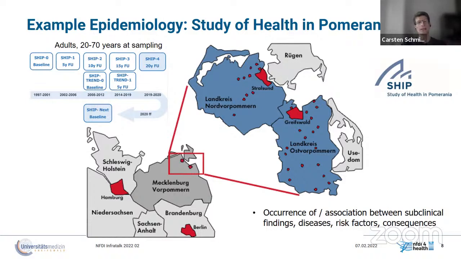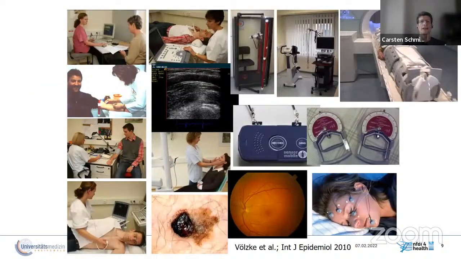And a main interest is the occurrence of an association between subclinical findings, diseases, risk factors, and consequences. This means a lot of times in these bigger epidemiologic studies, it's not that you have a single research question in mind why you design all this, but rather you try to focus as broadly as possible and accumulate a lot of data to potentially answer questions that you didn't even think about in the beginning.